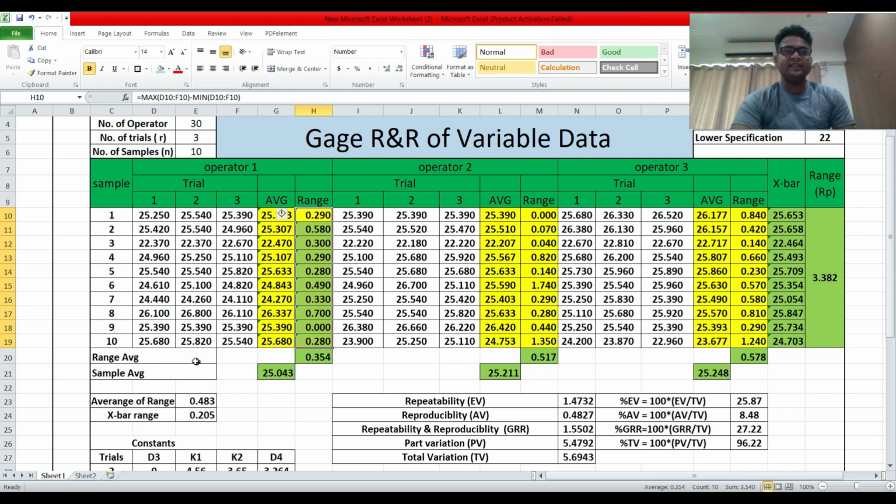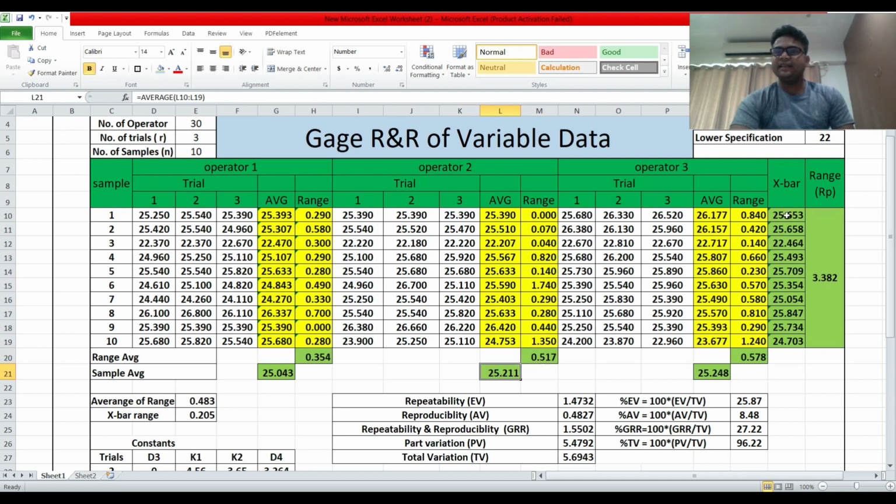Here you will see the range average. This is the average of the range, means R bar. 0.354 is the average of all these ranges, and this is the average of all these samples, where each sample has a different average. Here I have taken the sample average for all 10 samples. So for each you have to do like this, range average and sample average.